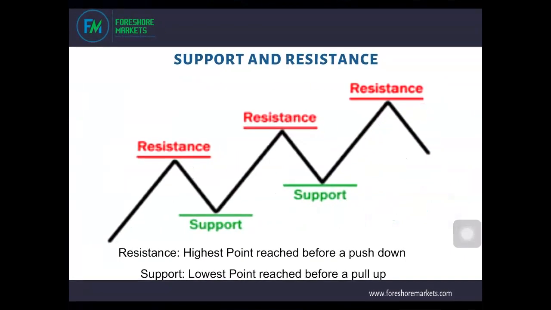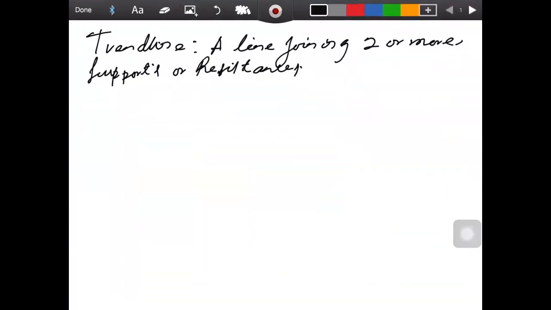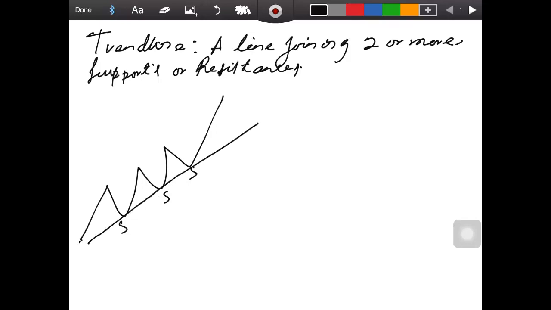Let me use the whiteboard. We saw the concept for an uptrend. This is support, so you join this. Let's join at least two, then extend it. This is the last one, so you extend that line further into space.